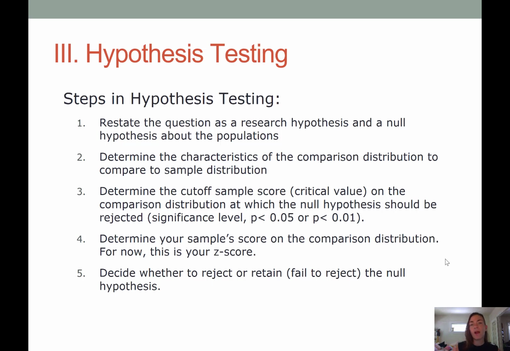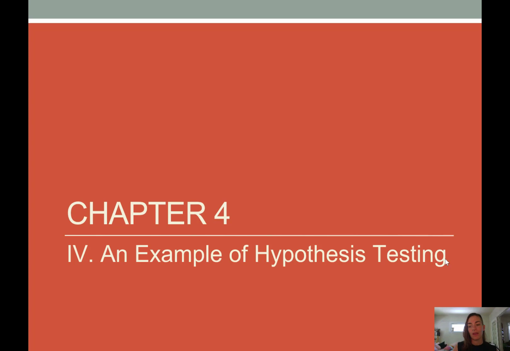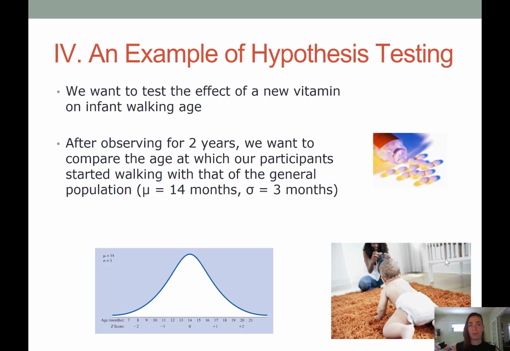In step 4, I will calculate my sample's z-score or my individual's z-score. And then I'll put that z-score onto my comparison distribution, and that will help me decide whether I can reject or fail to reject my null hypothesis. So let's work through an example. I think examples are always really helpful.